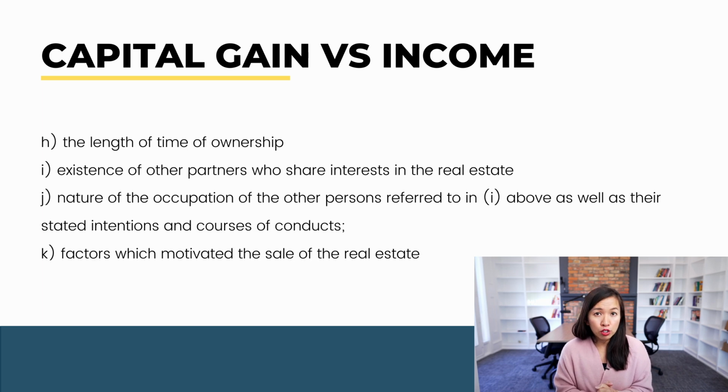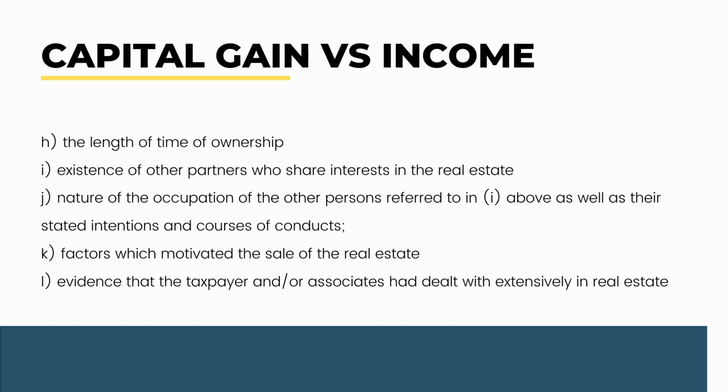Nature of the occupation of the other person, your partner: what do they do for a living? Factors that motivate the sale of the property, and evidence that the taxpayer or your joint venture partner had dealt extensively in real estate. These are all factors together, not one over another. It is everything I mentioned together that CRA looks at and would analyze in your transaction to determine whether the profit made is considered to be on the capital gain side or the income side.